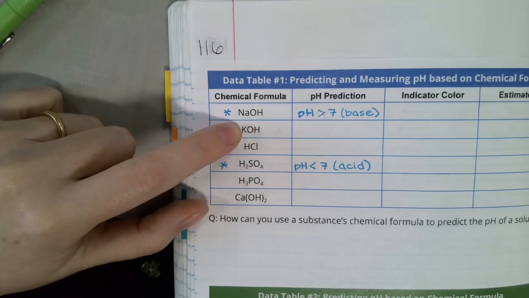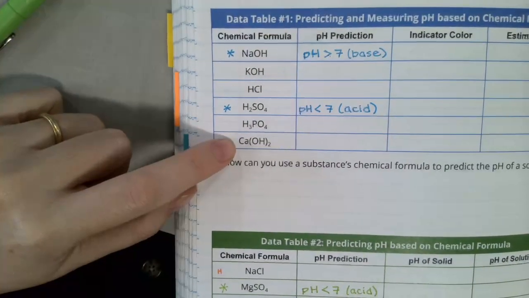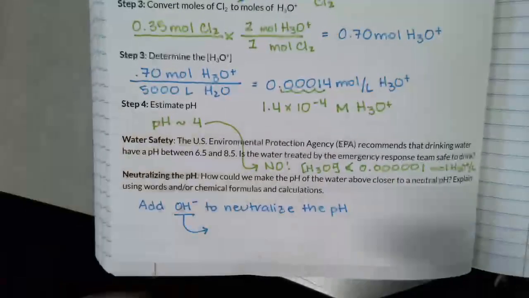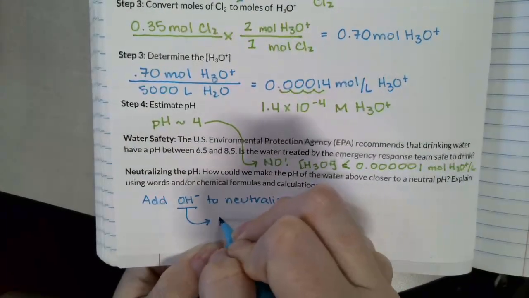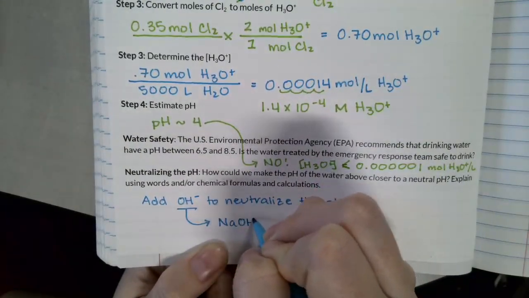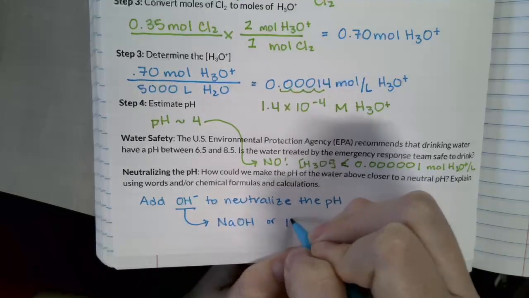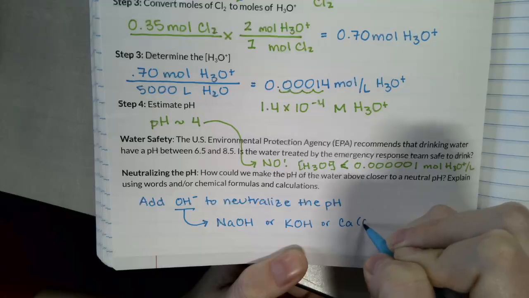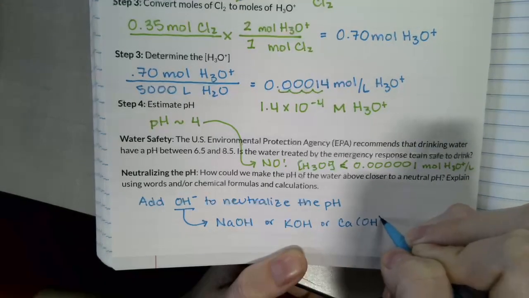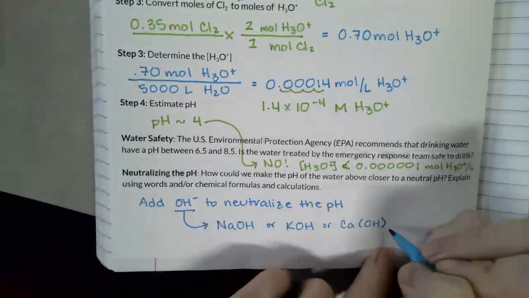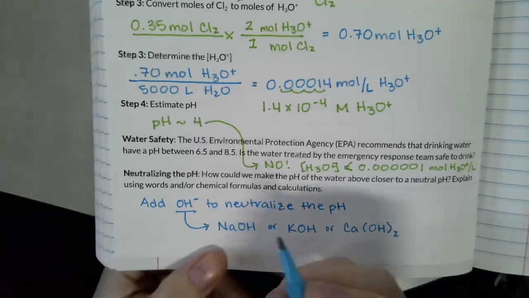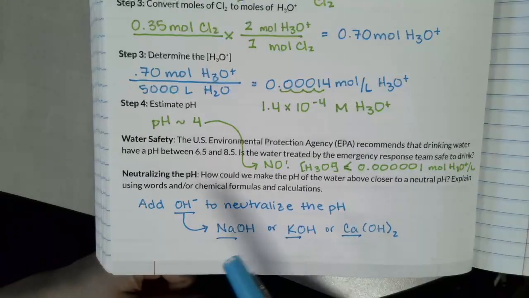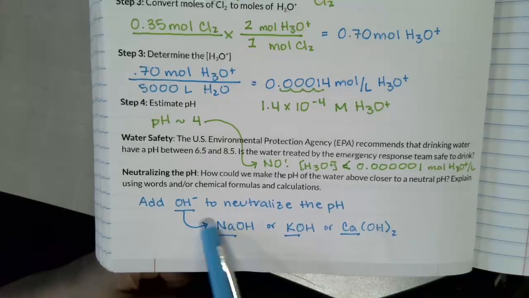So maybe potassium. Calcium hydroxide, how do we feel about calcium in our water? So that's our quest. That's what we need to do. I would recommend NaOH or KOH or calcium hydroxide. The question is, which one of these would be the least dangerous for humans to have in the water?